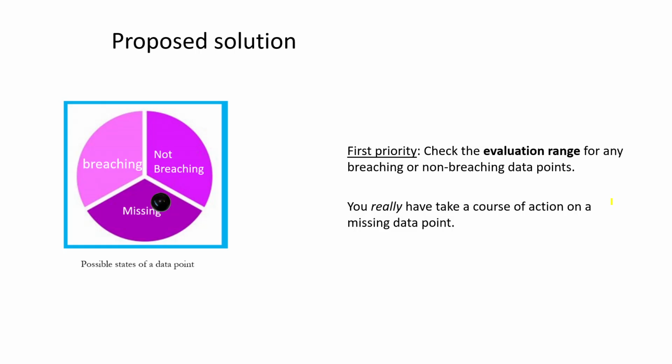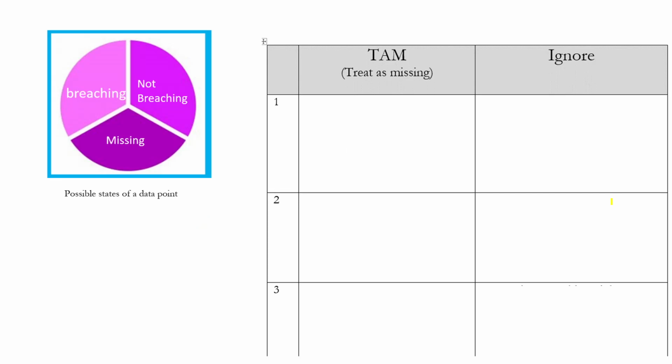The first priority is always going to be to check the evaluation range for any breaching or non-breaching data points if we have missing data. And this is why we're told that whenever we evaluate before determining a change of alarm, we look at the ER. So we're only interested in situations where you really are forced to take a course of action on a missing data point. You've already exhausted the ER.